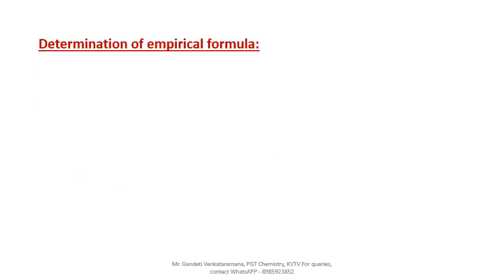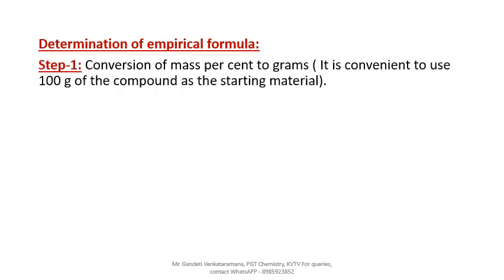Determination of empirical formula. Dear students, there are 5 steps to be followed. That means we have to follow 5 steps to determine empirical formula. Now we will see what those steps are. Step 1: conversion of mass percent to grams. Whatever the mass percentage given to you, you should convert it. For example, convert 50% to 50 grams, because it is convenient to use 100 grams of the compound as the starting material.